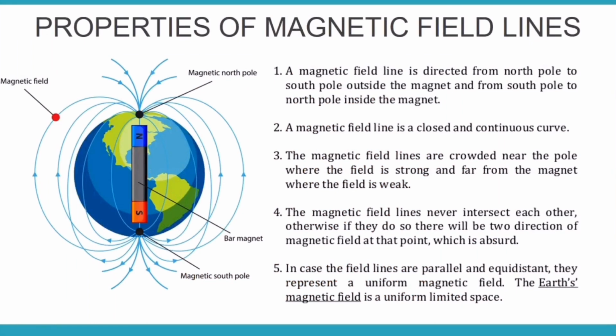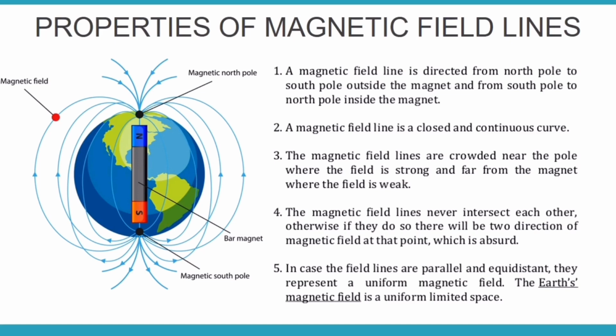Properties of magnetic field lines. A magnetic field line is directed from the north pole to the south pole outside the magnet and from the south pole to the north pole inside the magnet. A magnetic field line always forms a closed and continuous curve.